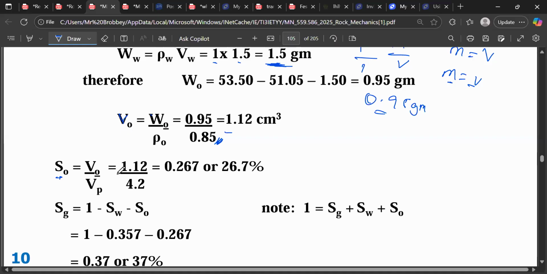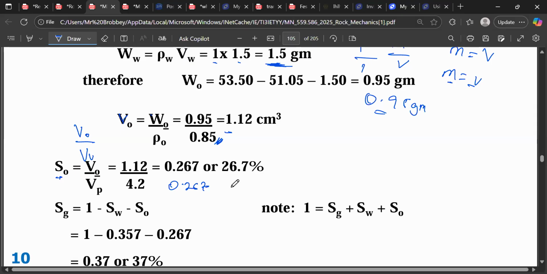Now, saturation, you know that it is the volume of that substance we want over the volume of the void spaces that we have, right? So the volume of the oil, we now know that it is 1.2, that is here, and then we've got the V porosity to be 4.2, right? And when we do the division, we are going to get 0.267 times 100, we are going to get 26.7%.